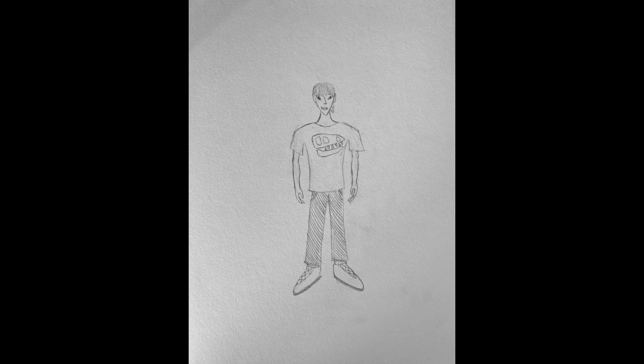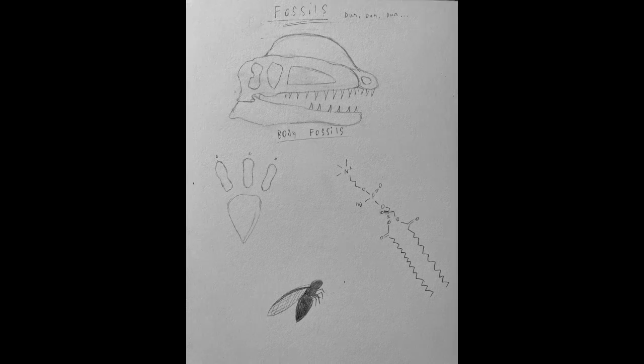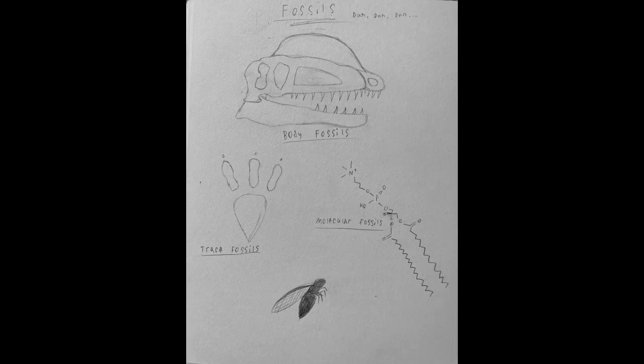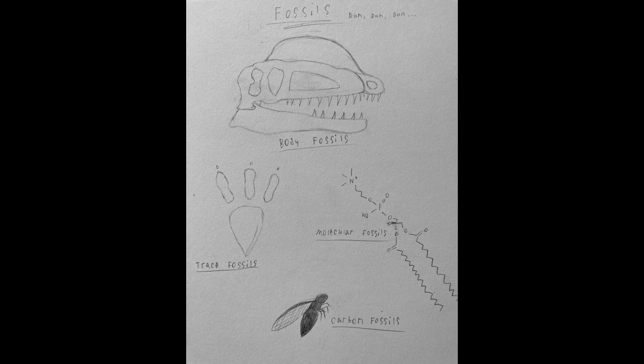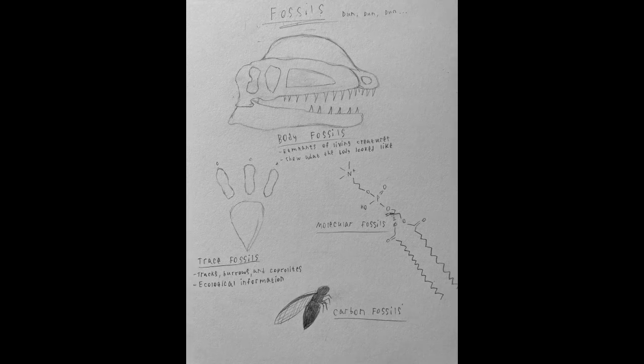Now, as you probably know, paleontology is the study of fossils. So today we're going to talk about types of fossils and methods of fossilization. There are a few kinds of fossils: body fossils, trace fossils, molecular fossils, and carbon fossils. Body fossils are the fossilized remains of living creatures. Trace fossils are marks left behind by living creatures, things like tracks, burrows, and coprolites.